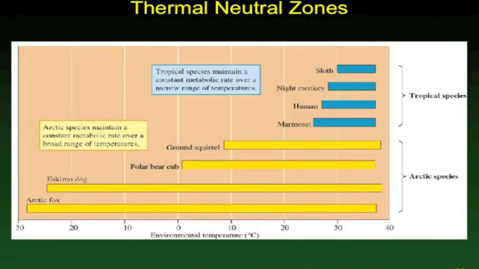So when we look at this graph, we can see that the sloth and the monkey and the human and the marmoset have a very narrow range across which they're able to maintain their internal body temperature without raising their metabolic rate, whereas things like the polar bear and the Arctic fox have this much broader range in which they can not increase their metabolic rate and still maintain their internal body temperature.